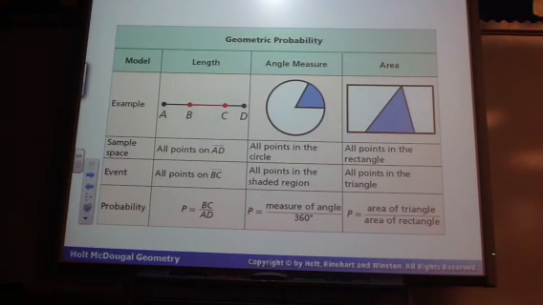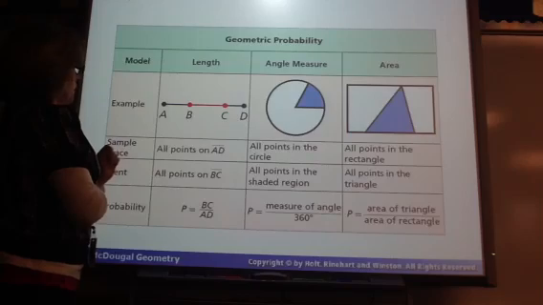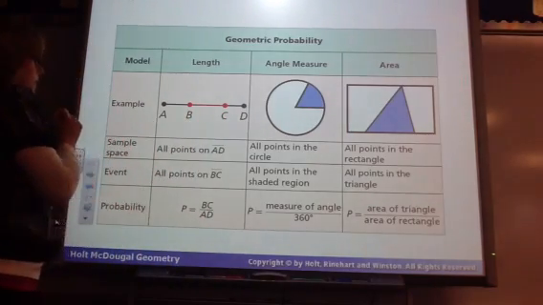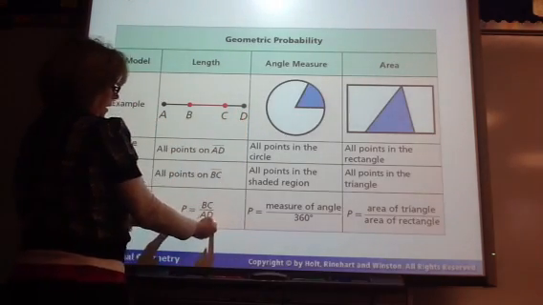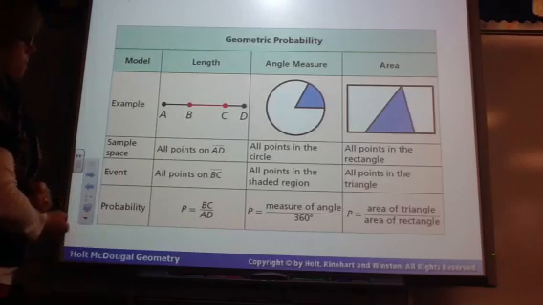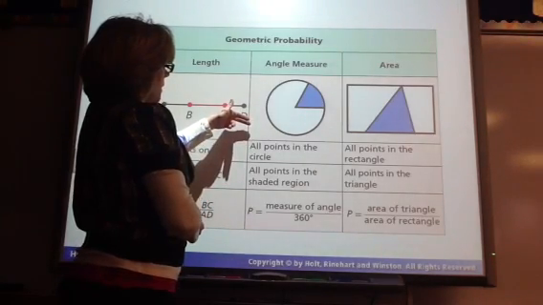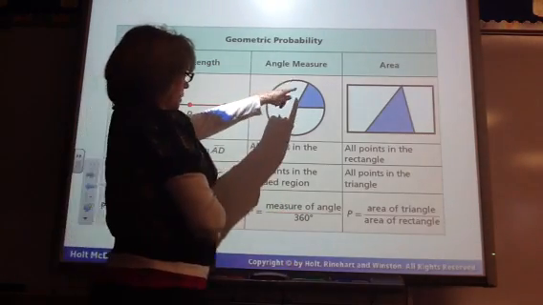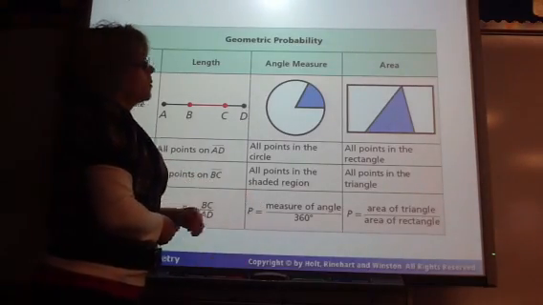Okay, so here's some examples of geometric probability. So if you have a segment here, and we're wanting to know the probability of it landing on segment BC, you would have the measurement of BC over the sample space, AD, to find that probability. If we have a circle, and we want to know all the points in the circle, that would be 360 degrees, all the points in the shaded region. So you would have to find the measure of that angle. That would be your theoretical probability.